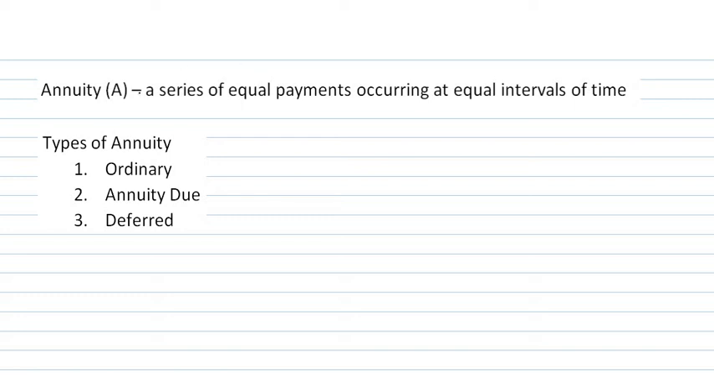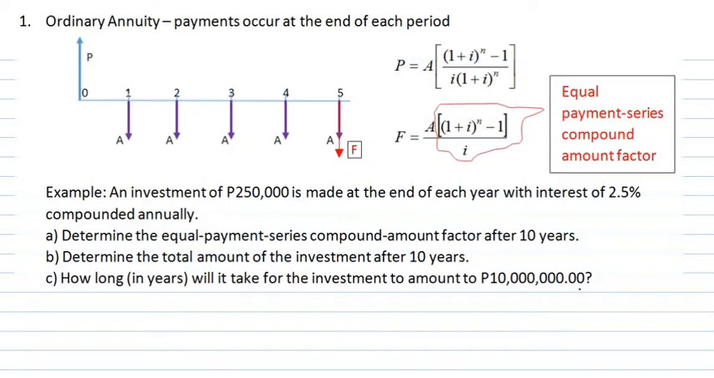Today we will be discussing annuity. We use A to designate annuity. This is a series of equal payments occurring at equal intervals of time. The type of annuity that we will be discussing today is the ordinary annuity. We also have the annuity due and the deferred annuity. Each of these types will be discussed later on.